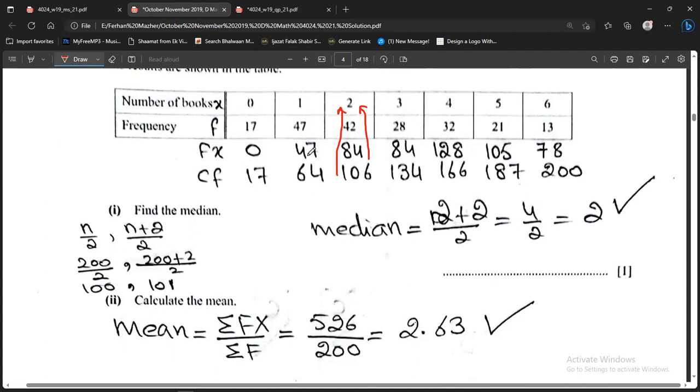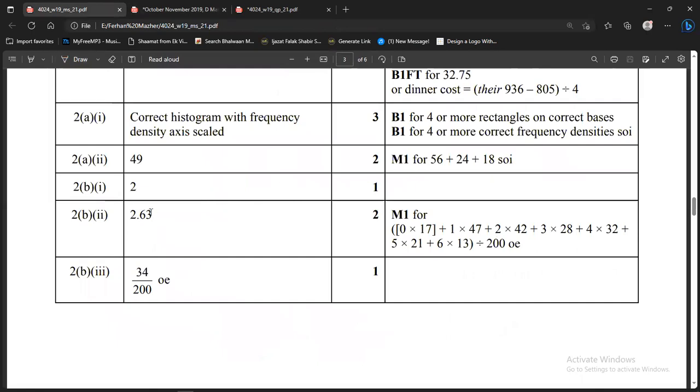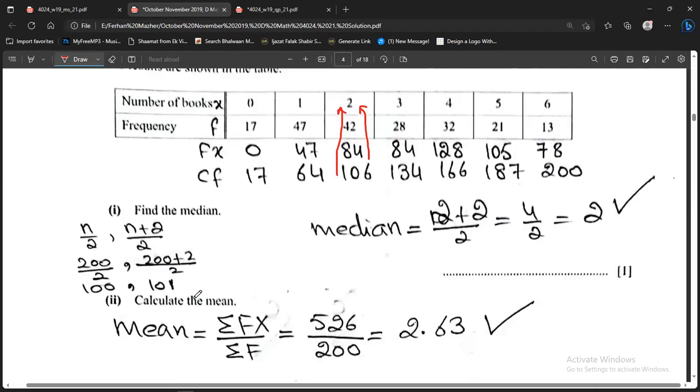So add all the fx with each other. The mean is summation fx divided by summation f. So if I add 0 plus 47 plus 84 plus 84 plus 128 plus 105 plus 78, that equals 526. So the summation fx is 526. Mean is summation fx divided by summation f, so it will be 526 divided by 200, and that will be 2.63. 2.63 is the right answer, sir. This is question number 2B, second part. This is the solution.